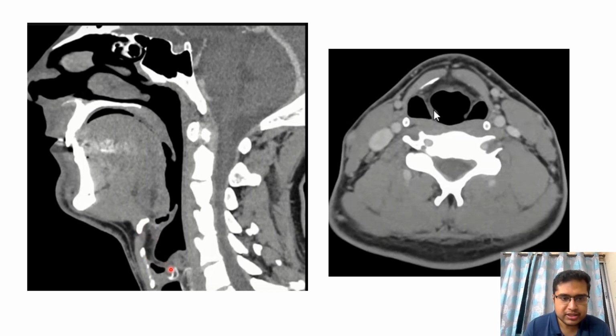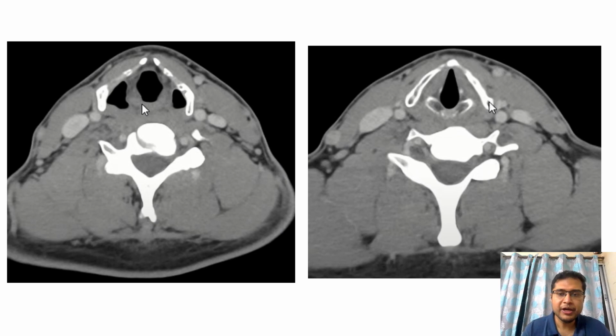This particular structure is the aryepiglottic fold extending from the epiglottis to the arytenoid cartilage. On axial sections, these are the aryepiglottic folds. This is the epiglottis, and this particular space filled with fat is the pre-epiglottic space. These are the piriform sinuses, which are a part of the pharynx. So now coming to the axial section just below the section that I showed on the previous slide.